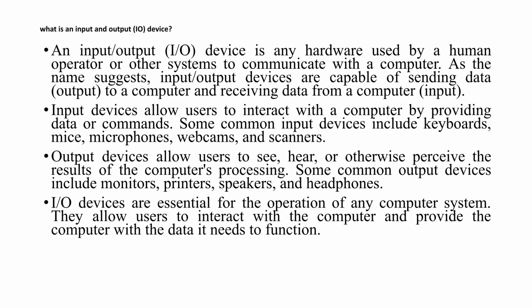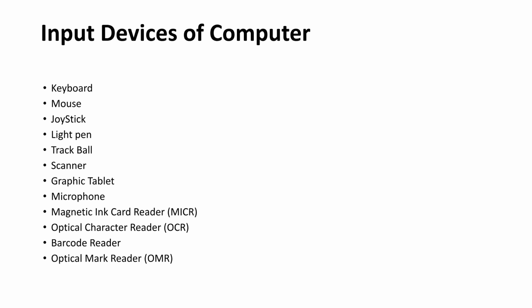What is an input/output or I/O device? It is hardware used to communicate with a computer, capable of sending data to and receiving data from the computer. Input devices allow users to provide data or commands. Common examples include the keyboard, mouse, joystick, scanner, and webcam.